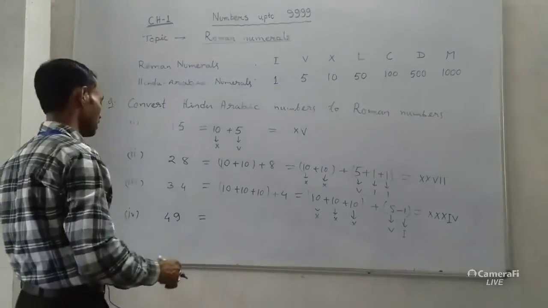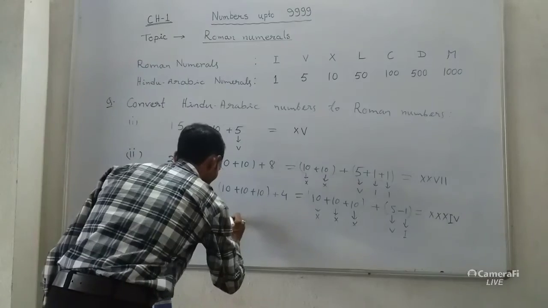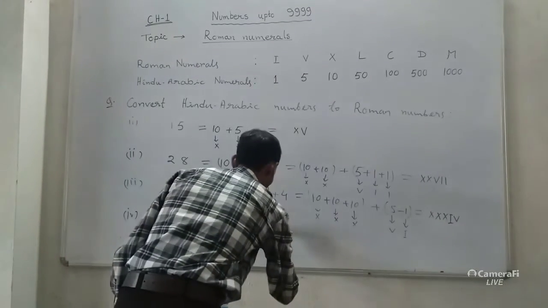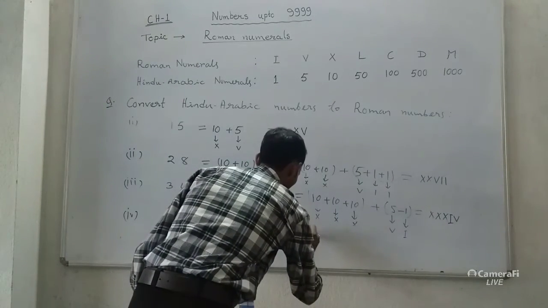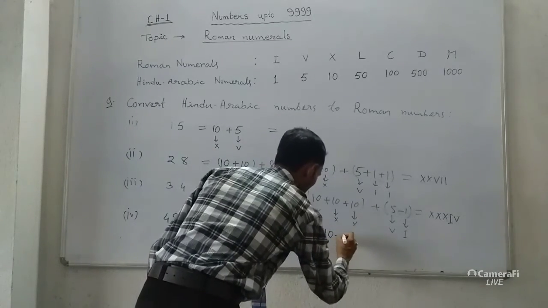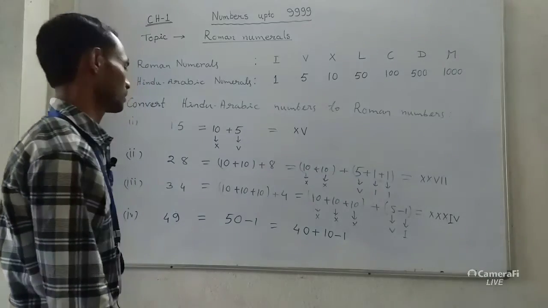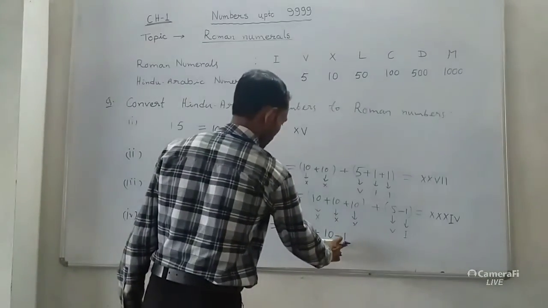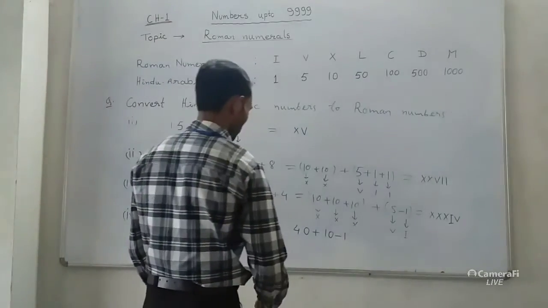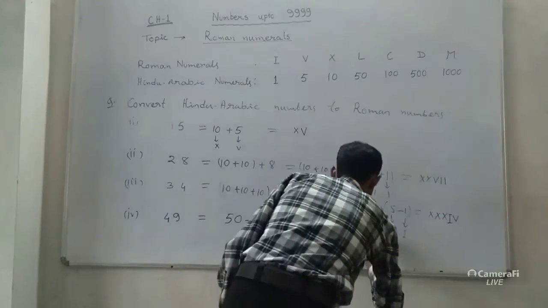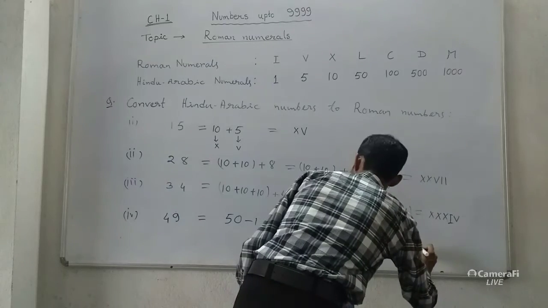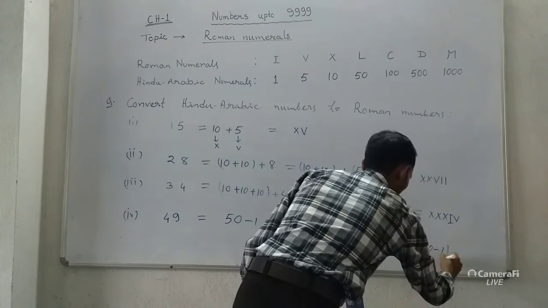49 is nearest to 50. Okay, 50 minus 1, but 1 is not subtracted from 50. So 50 should be expanded as 40 plus 10 and then minus 1. Okay. So 1 can be subtracted from 10. Now again 40 can be expanded as 50 minus 10 and then plus 10 minus 1.